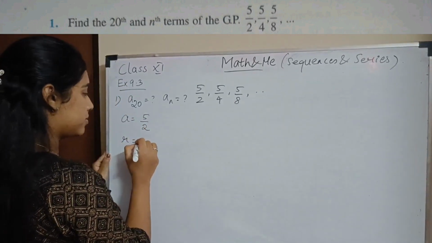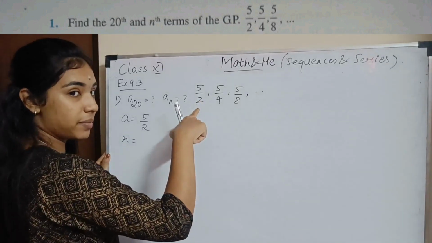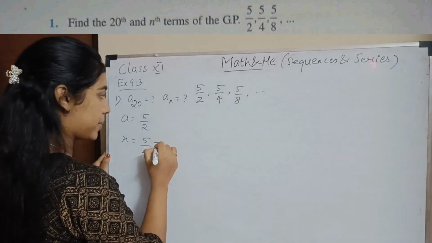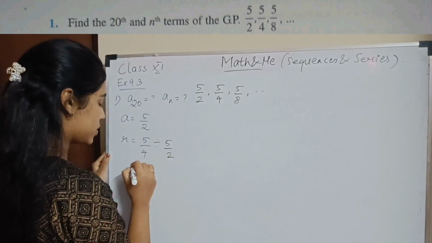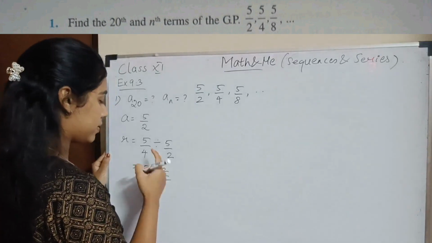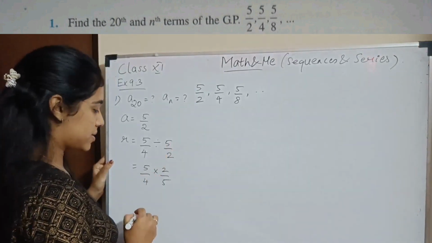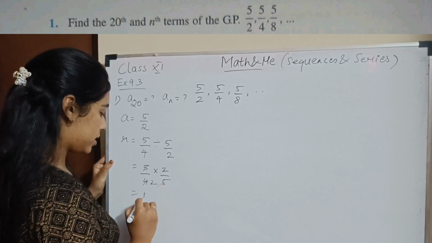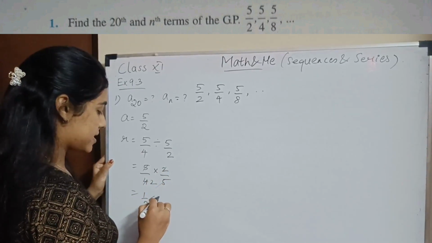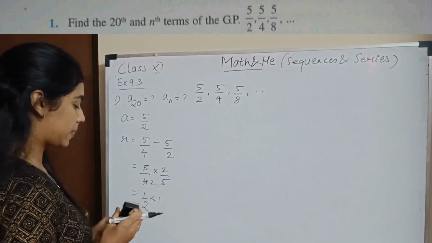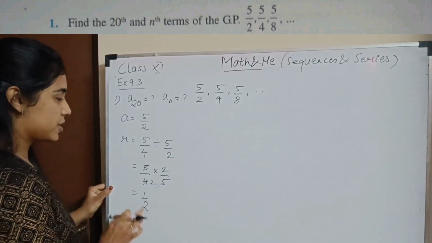What is my R? A2 divided by A1. So what do I have? 5 by 4 times 2 by 5. Division and multiplication, you take the reciprocal. So 5 and 5 get cancelled. 2 and 4, you get 1 by 2, which is less than 1. So it is 1 by 2.